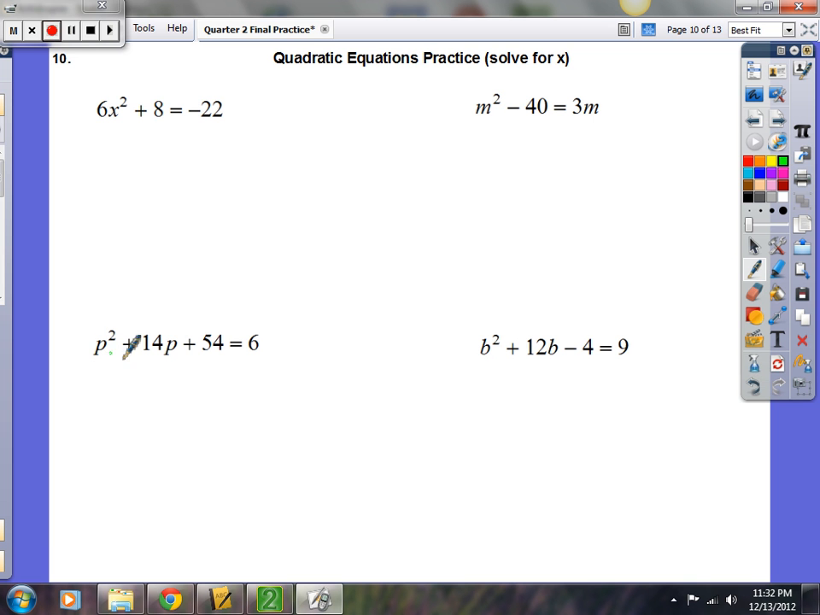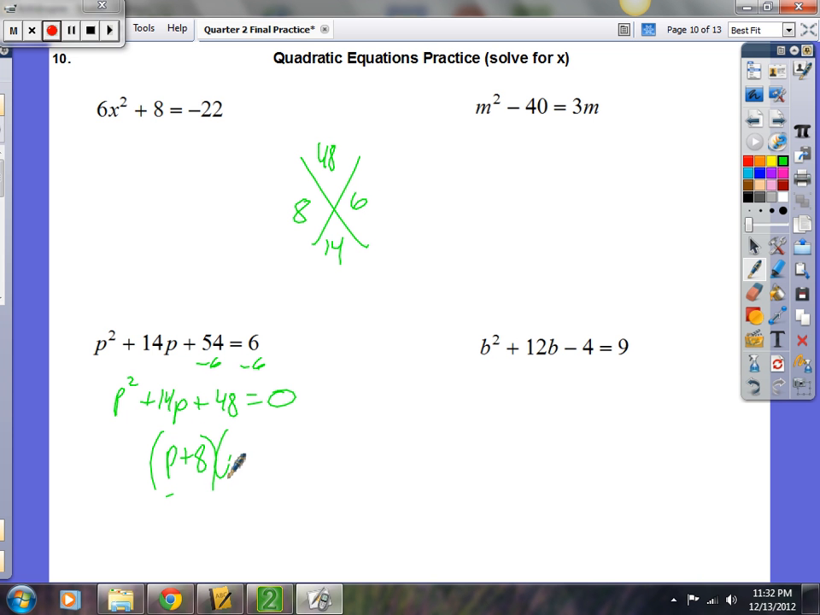So look, you got all three. You got a p squared, you got a p, and you got a number. Let's see, p squared plus 14p plus 48 equals 0. So what multiplies to give you 48 and adds to give you 14? 8 and 6. So it's going to be p plus 8 times p plus 6 equals 0. So p's got to be negative 8 or negative 6.